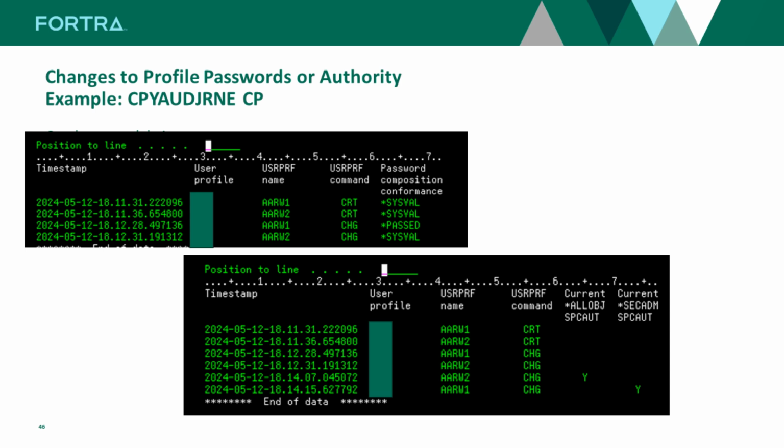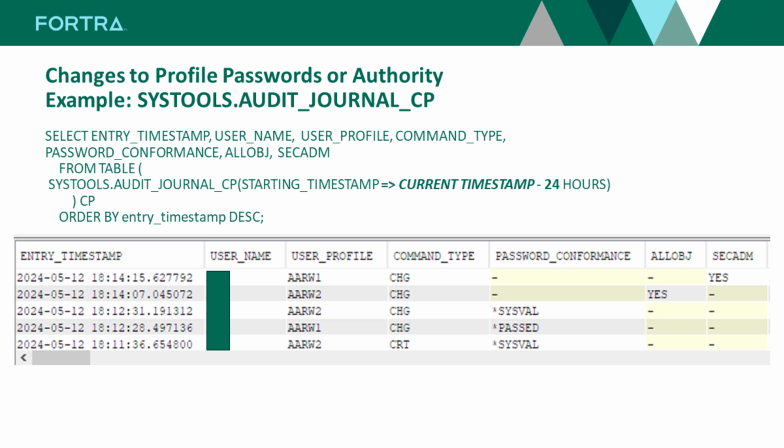So you can see in my two examples, and this is using the copy adjourn version, we can see that in the top, the sysval means that that profile got created and the password did not meet the composition rules. If it passed, well, then it passed. And it means that password did include all the composition rules. The other thing that you can see is what special authorities were given to that user profile. So all object was given to one of those profiles and SecAdmin was given to another.